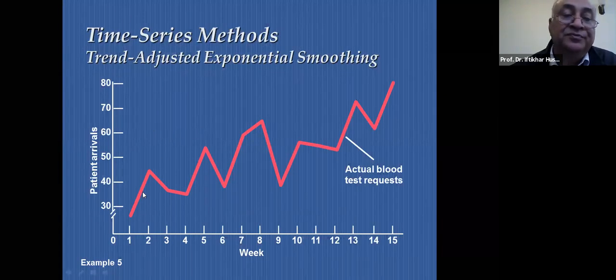So this is the actual blood tests data. There is a trend. You see there is an increasing trend, and that is also mentioned in the example. So patients' arrivals and weeks.